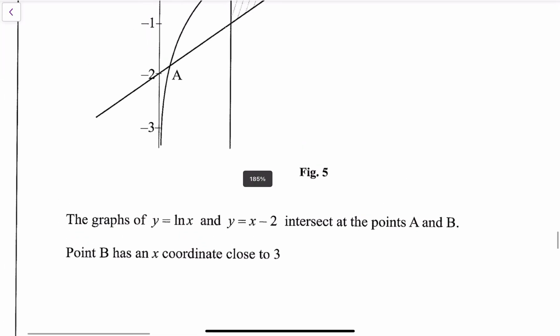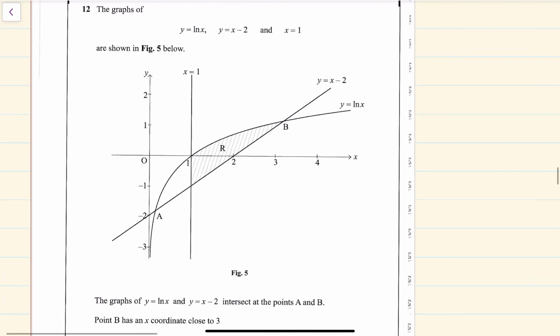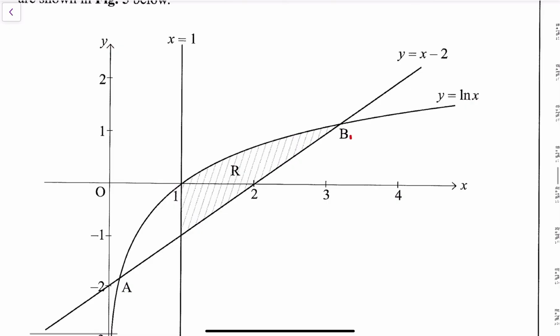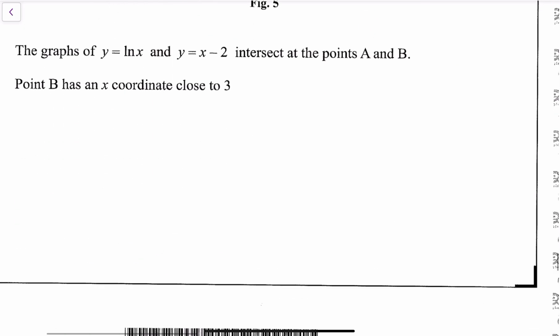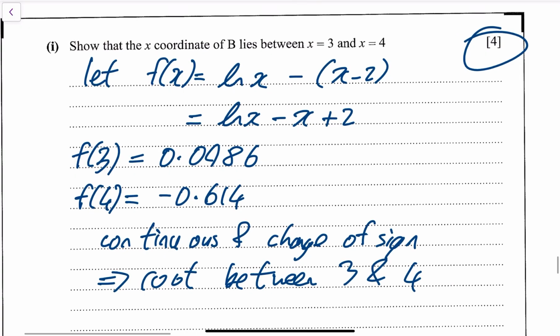So the graphs of ln x and x minus 2 intersect at points a and b, with b's coordinate close to 3. If you have a look at what b is, it's where your line y equals x minus 2 and your line y equals ln x intersect. So you let your f of x equal your ln x minus your line, x minus 2. Tidy it up, you get ln x minus x plus 2.